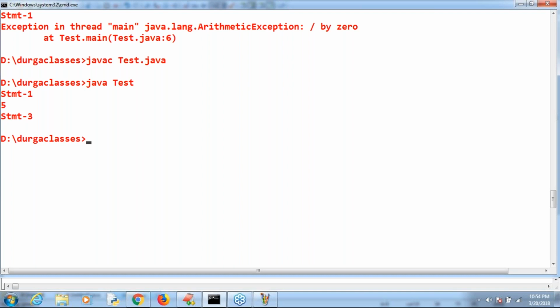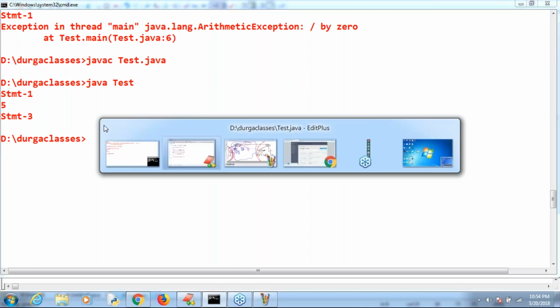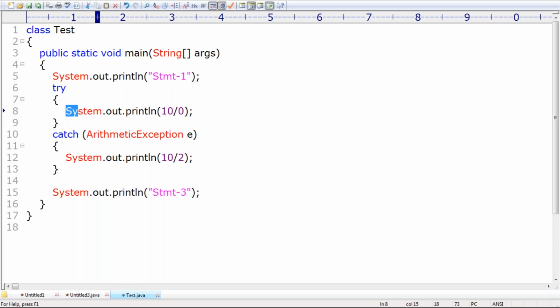Can you please tell, is it normal termination or abnormal termination? This one is normal termination. Okay, you should be aware of this. But anyway, for the sake of the interview room, a very important concept: what is the checked and unchecked exception? Compulsorily you people should be aware.